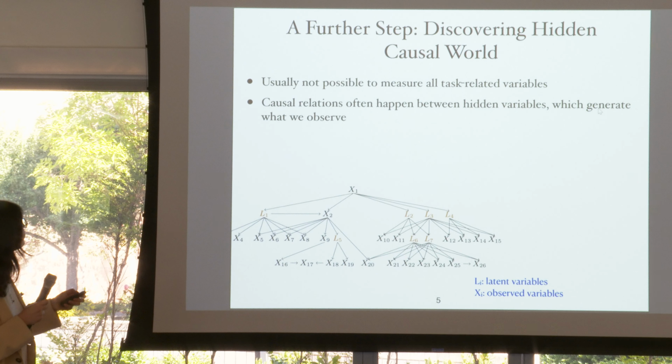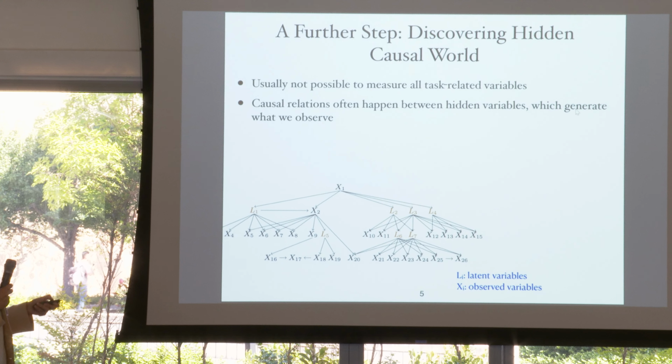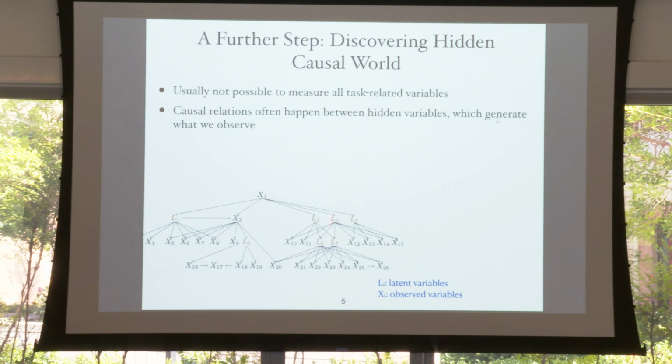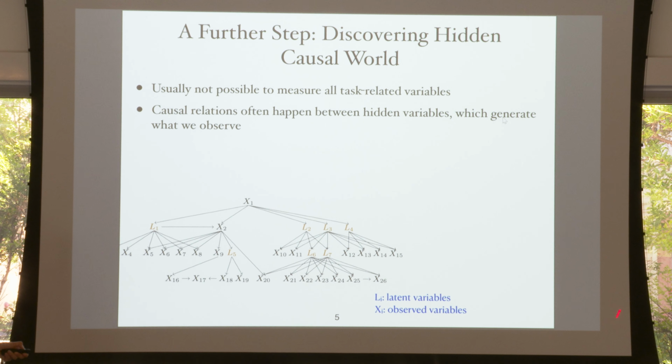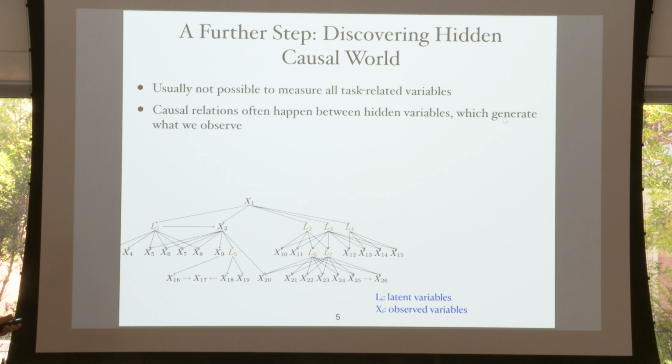For instance, this is an illustrated causal graph. Here, X represents our observed variables, and A represents latent variables that are not measured. We can see here that causal relations could also happen between the latent variables, which generate what we observe.